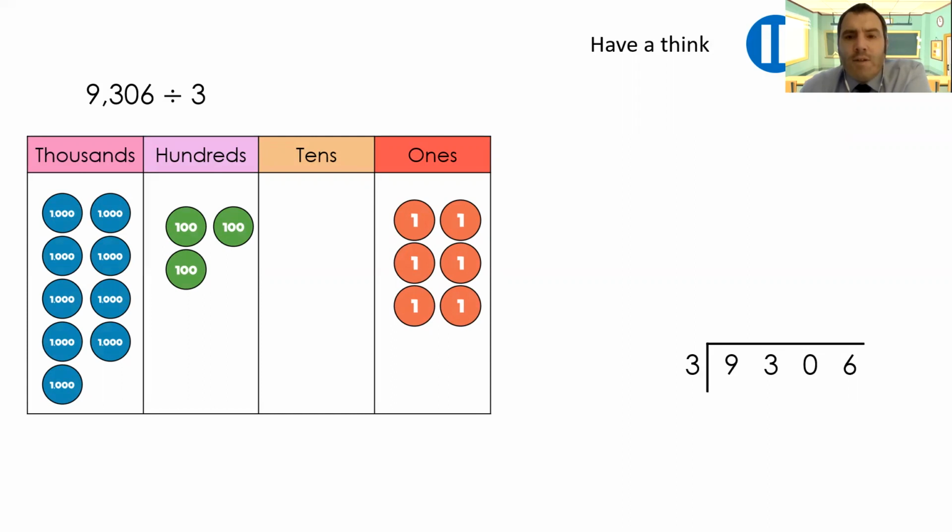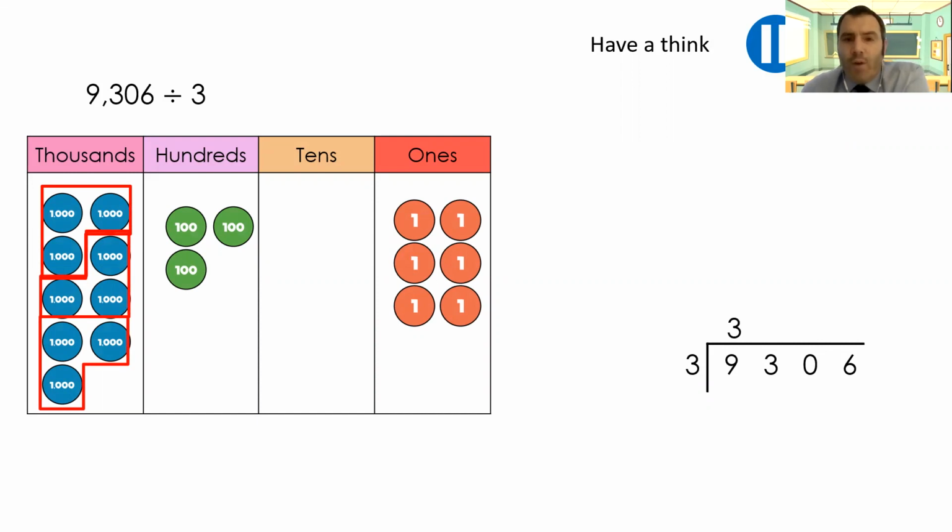We've got 3 on the outside, that's what we're dividing by. We have our division symbol, sometimes called the bus stop. And we have the number we're dividing inside. And it's as simple as going through and finding groups again. So I've got 3 groups of 3,000. So 9 divided by 3 is 3. That's going to go on top there.